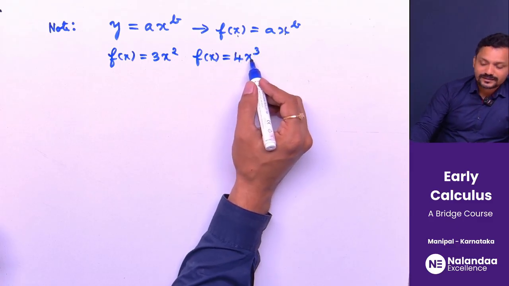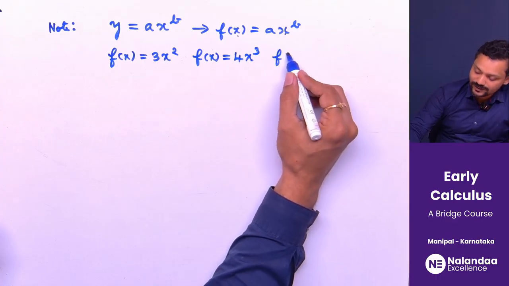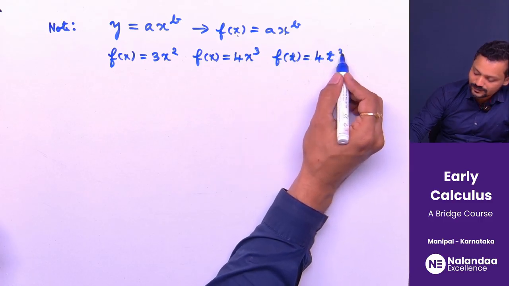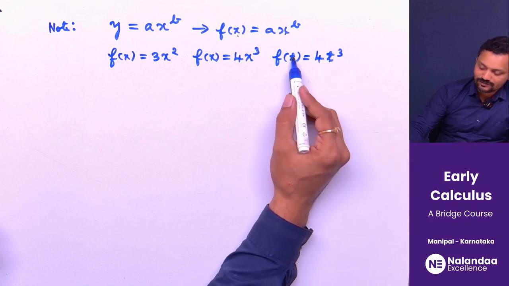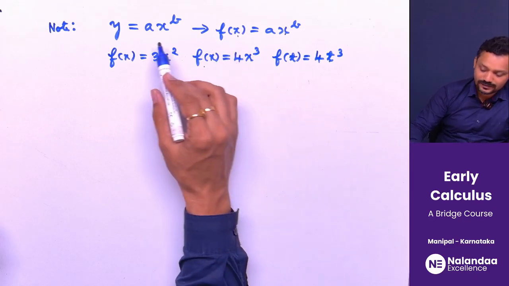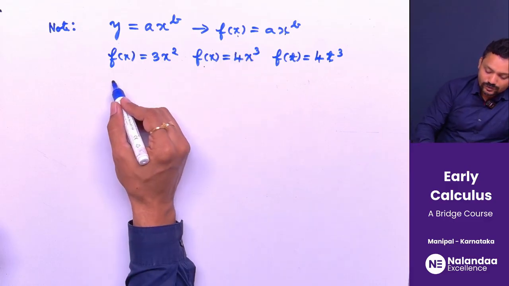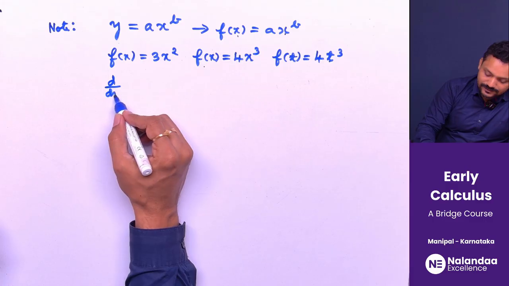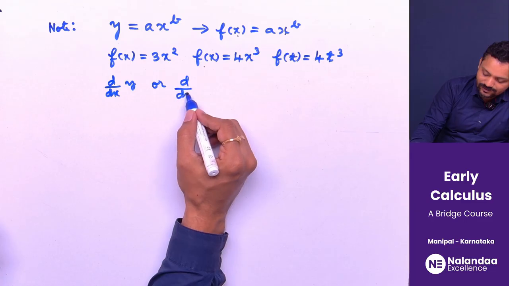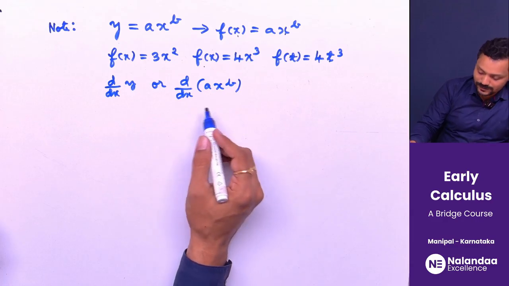Now, if the variable is different, for example, let us say the variable is something like t, then we write f of t is equal to 4t cube. Here t is the variable, so therefore it is written as f of t. So this is one notation for writing the function. So instead of y, you can write it as f of x. Now, you know the derivative of y is written as d by dx of y, or it is written as d by dx of a x power b. So, we have been using it conveniently in many problems now.